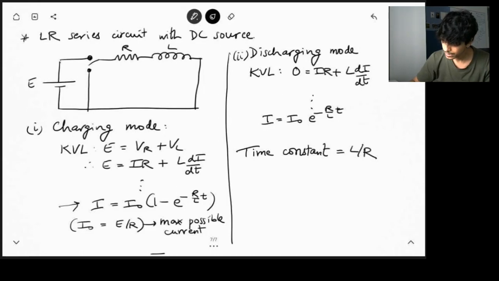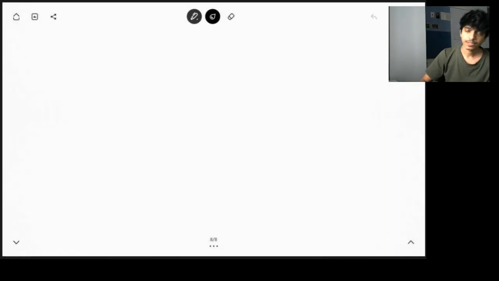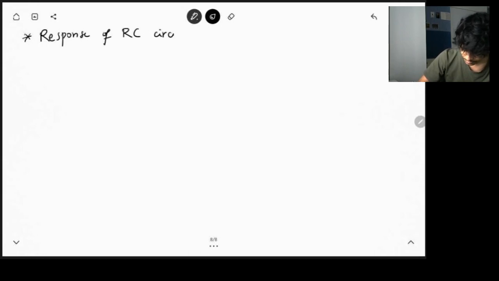Now, so far we were dealing with DC sources. Now let's try something new. Let's try not exactly an AC source, but a square wave pulse. So let's see what is the response of an RC circuit to a square wave.